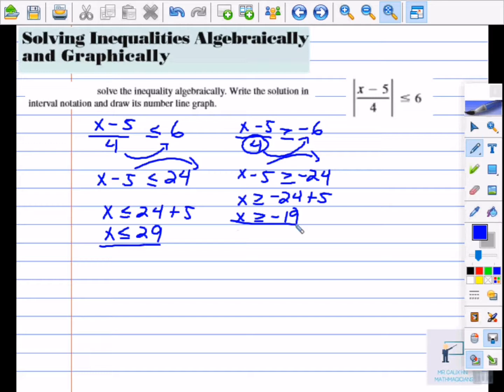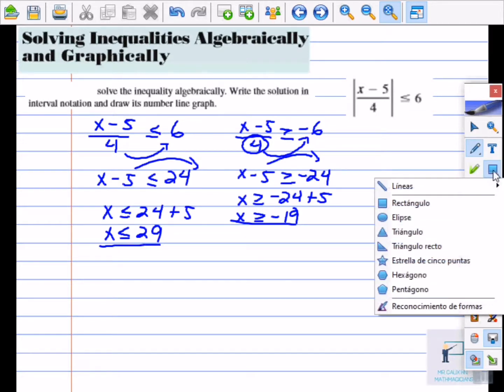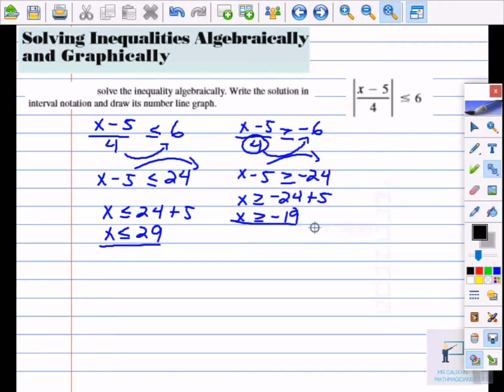Now let's make our graph. I'm going to change my color. We're going to put the line. Okay, now, once we have our line, let's locate the points. It says that x is negative 19. Let's put it here, negative 19. And x is also 29. Now, because you have the equal sign, you have to include this as part of your answer. They both form part of your answer.